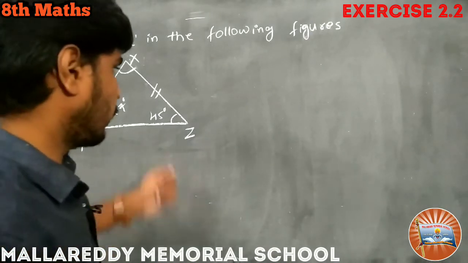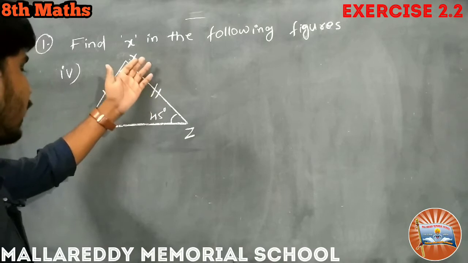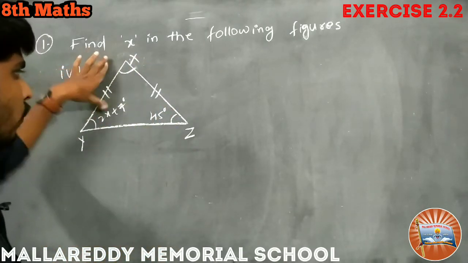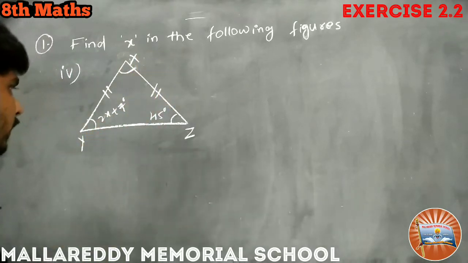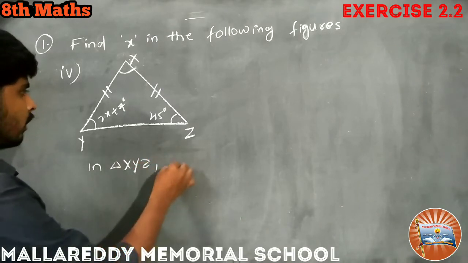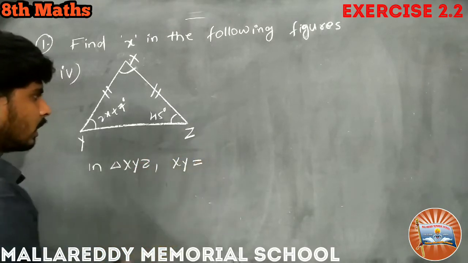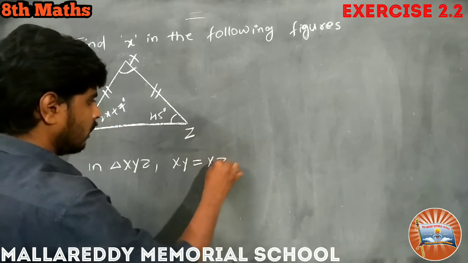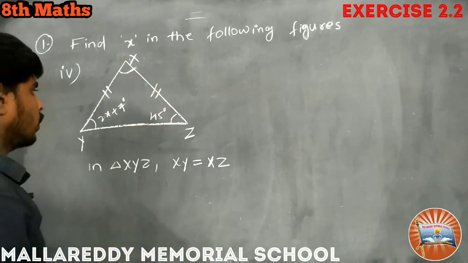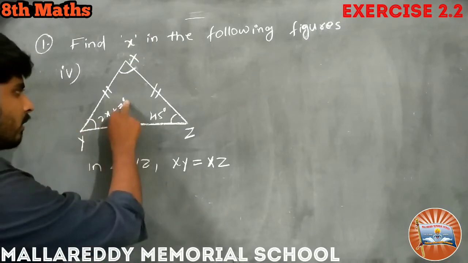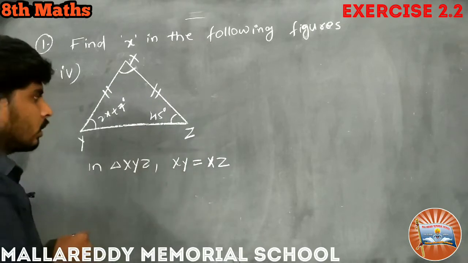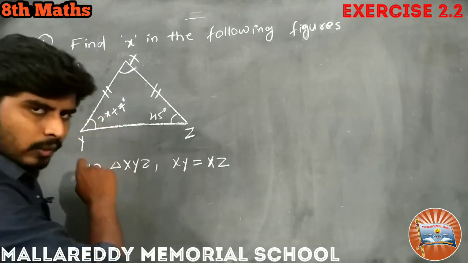Now the fourth problem. Given triangle XYZ, the side XY is equal to XZ. What is given? In triangle XYZ, XY is equal to XZ. These two are the equal sides. Now given 2x plus 7 degrees for angle Y and angle Z given as 45 degrees. We have to find the x value here.